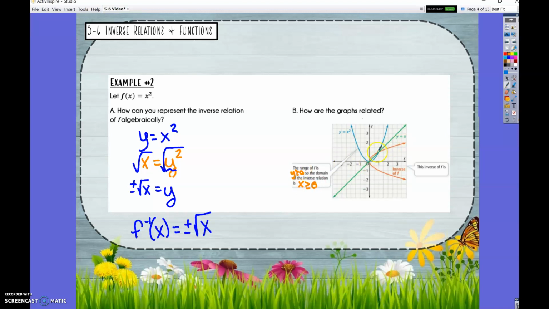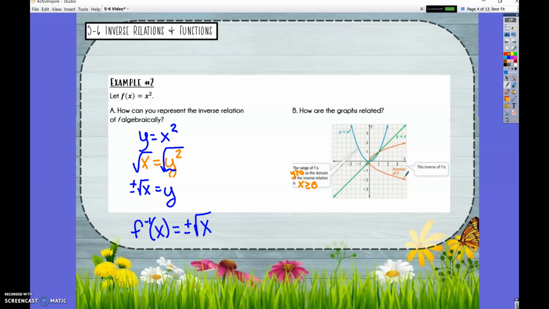Look at our inverse function here, the plus square root of x and the minus square root of x. It starts at 0 and goes to infinity. Now, we know that our inverse function here, if we look at plus root x and minus root x, looks like that sideways parabola.